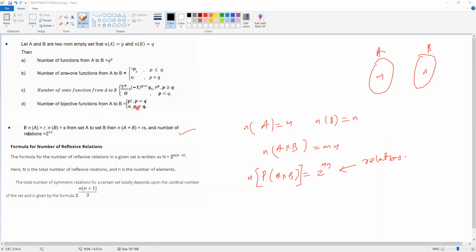If number of elements are not same, there is no bijective relation, because bijective है तो both sets have same number of elements. Then हमने reflexive relation, symmetric relation, transitive relation, equivalence relation पढ़ाई किया है. ट्रांसिटिव और इक्विवेलेंस रिलेशन का नंबर काउंट करने के लिए डायरेक्ट फॉर्मूला नहीं है, बट for counting number of reflexive relations in a set, if there are n elements, number of reflexive relations is 2 to the power n into n minus 1. मल्टीपल चॉइस क्वेश्चन के लिए बहुत काम आएगा. Similarly, number of symmetric relations is 2 to the power n into n plus 1 by 2.